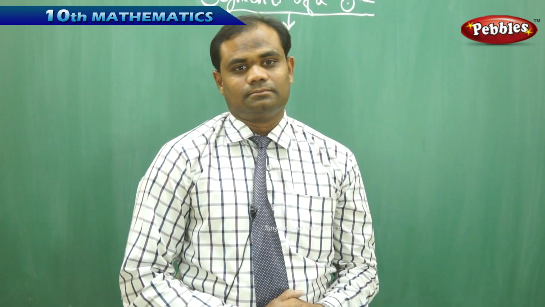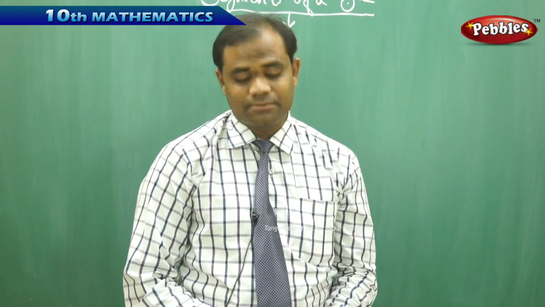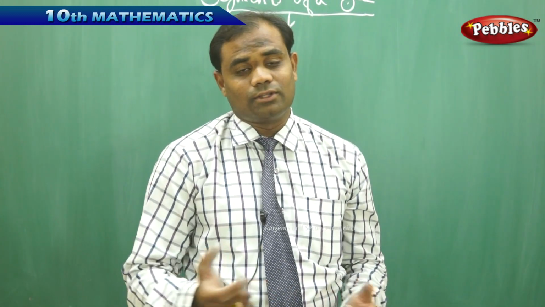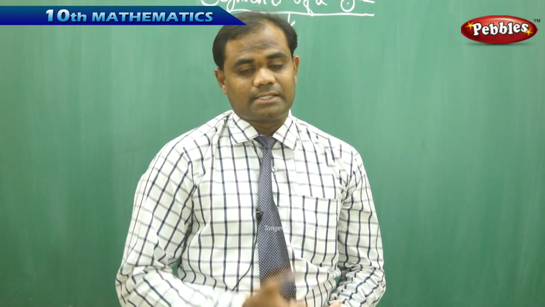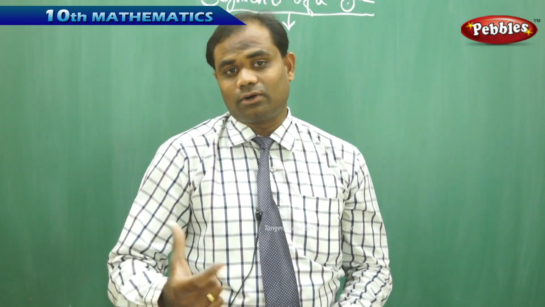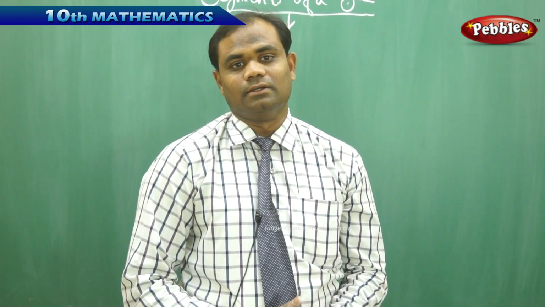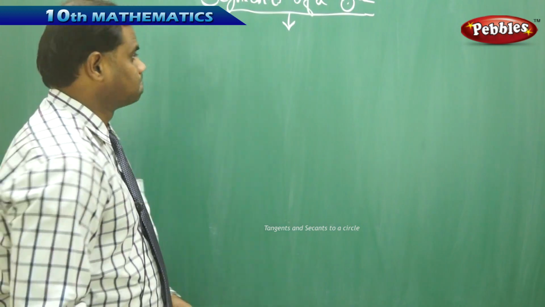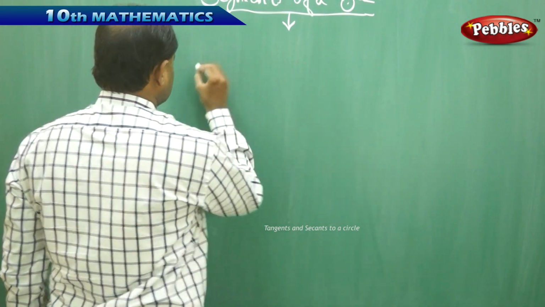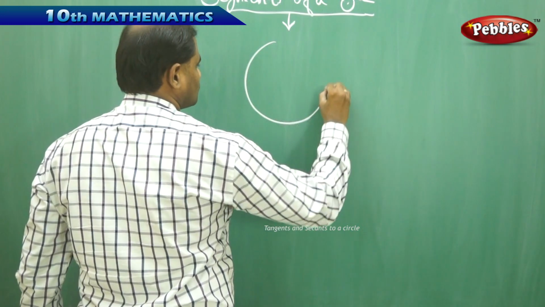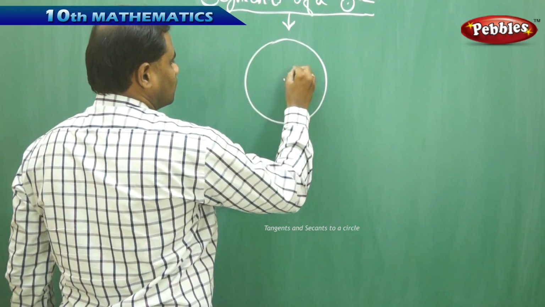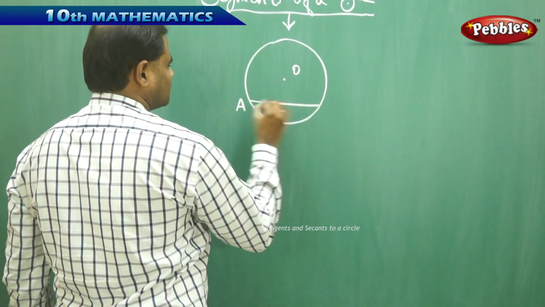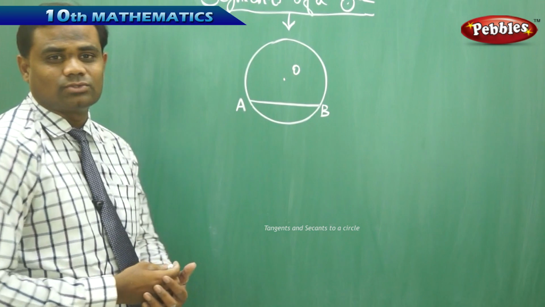Segments of a circle. What are segments? As we have discussed tangents, the radius, the chord and the secant, similarly, a segment is also one of the important concepts or properties of a circle. So let's see what a segment is for a circle. Let's take a circle with center O, and let me say I have a chord AB or a secant AB to the circle.